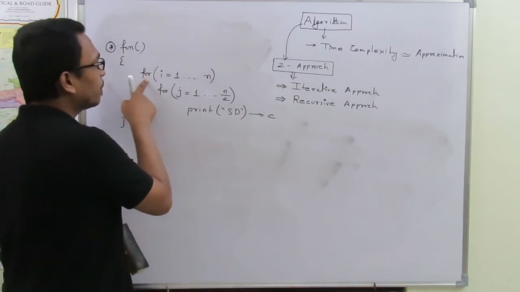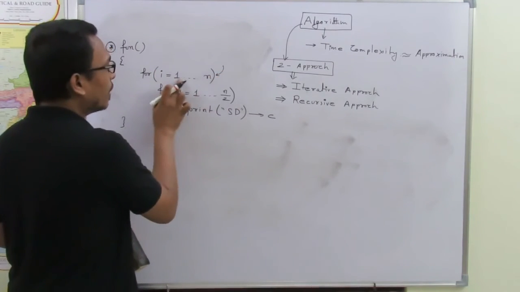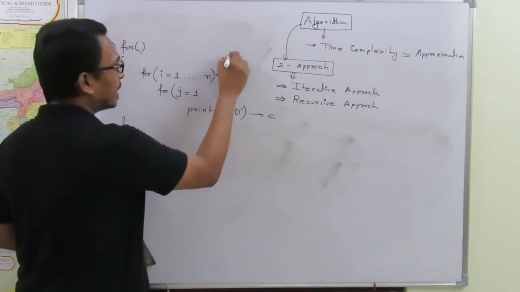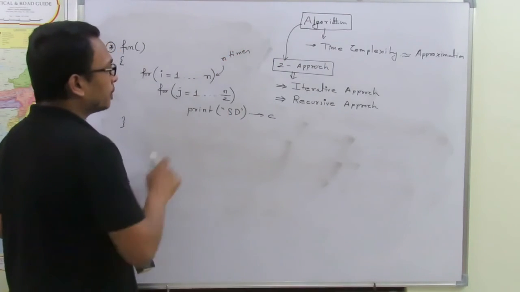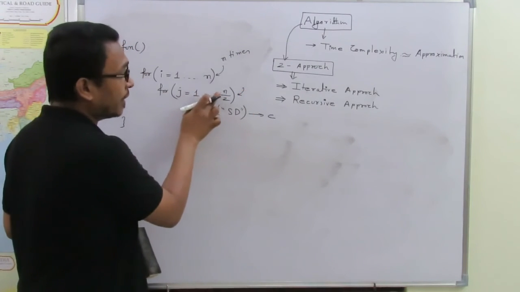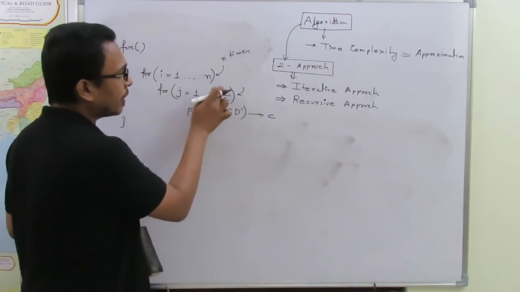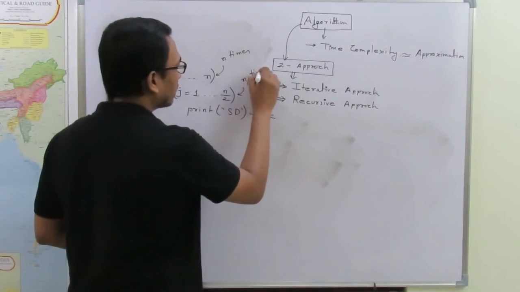Now the first loop, the loop for i, will execute from 1 to n, that means n iterations, that means n times. The second loop will continue for n by 2 times, that means from 1 to n by 2, that means n by 2 times.